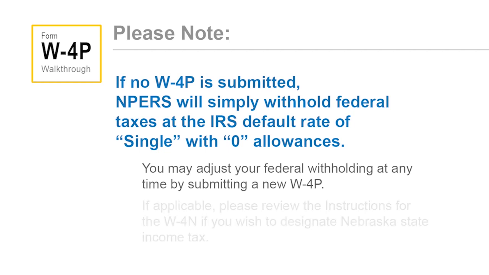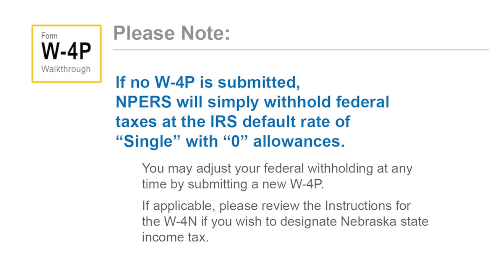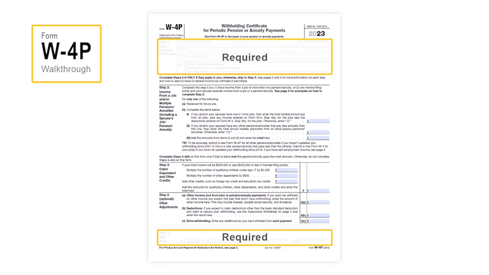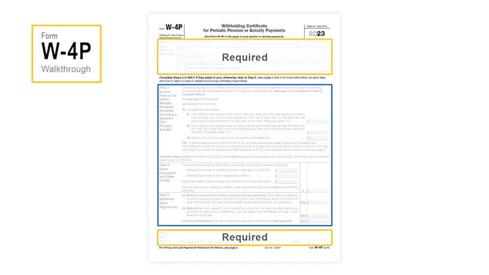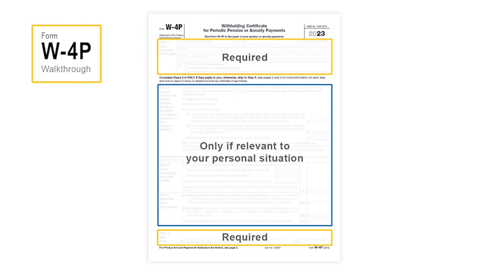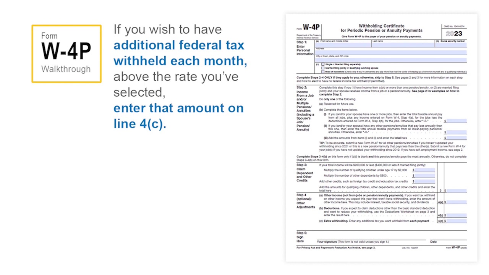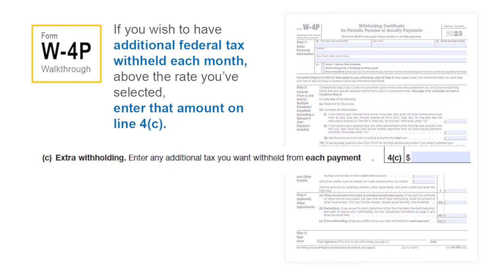If applicable, please review the instructions for the W4N if you wish to designate Nebraska state income tax or claim exemption. If you submit a W4P, you must complete Step 1 and Step 5 at a minimum. Complete Steps 2, 3, and/or 4 only if relevant to your personal situation. If you wish to have additional federal tax withheld each month on top of the rate that you've selected, enter that additional amount on line 4C.